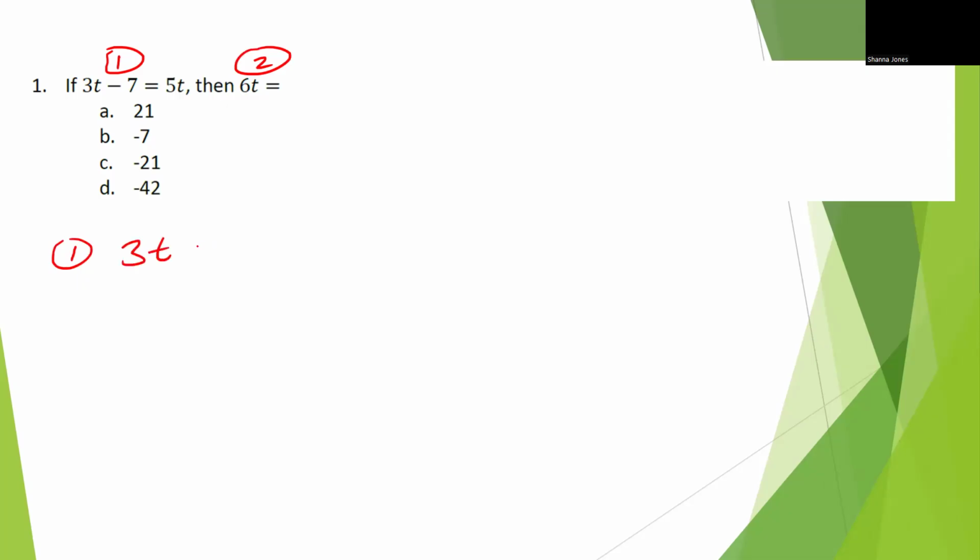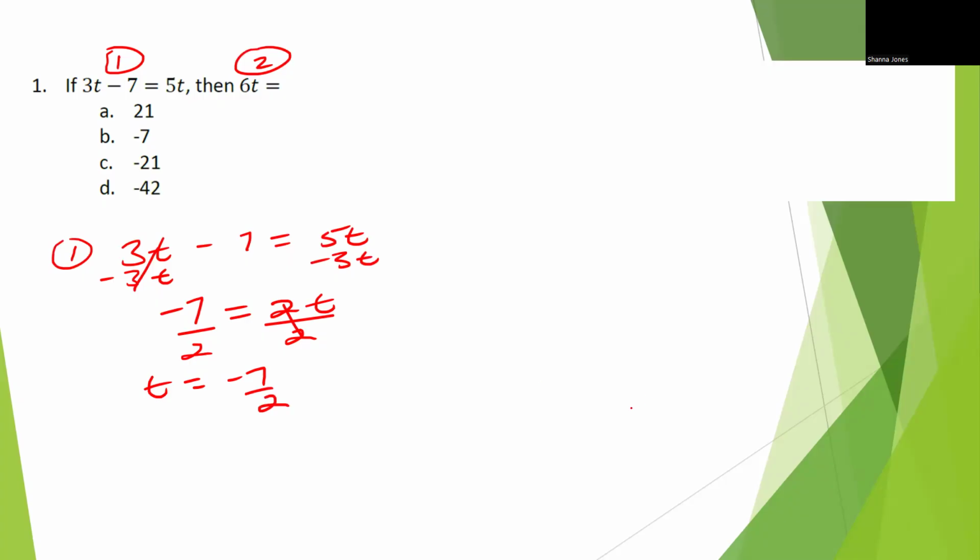We have 3t minus 7 equals 5t. I'm going to subtract 3t because I need to combine like terms. After I combine like terms, I get negative 7 equals 2t. To get t, I divide by 2. And fractions are our friends. So we get t equals negative 7 halves.